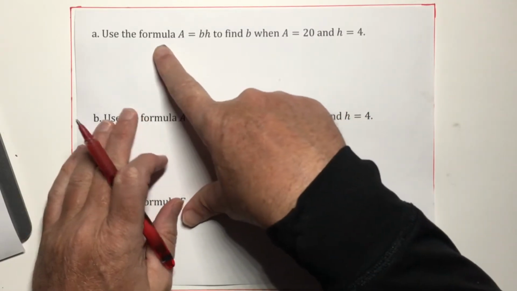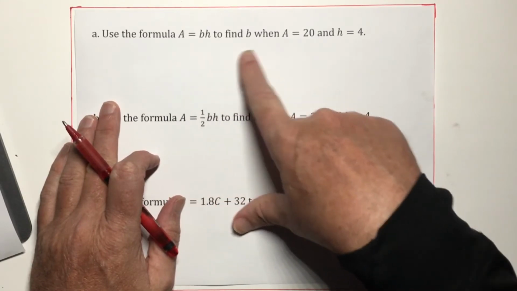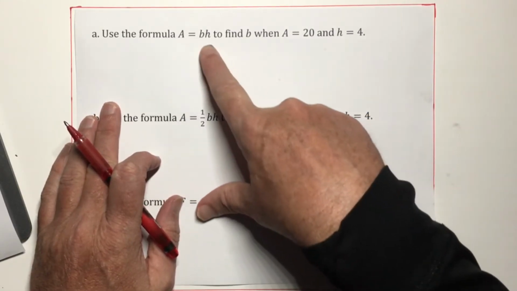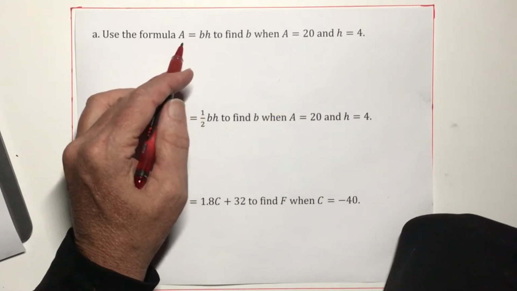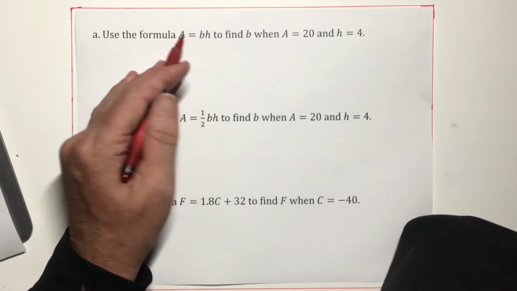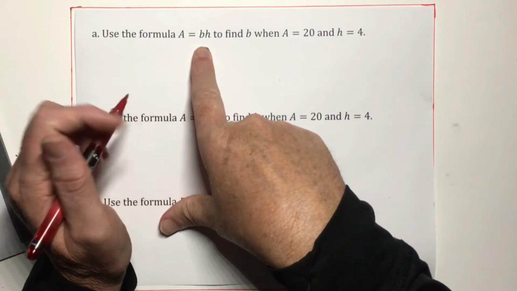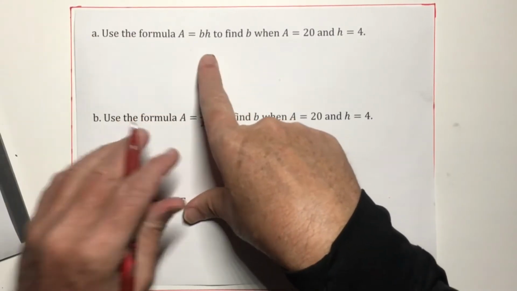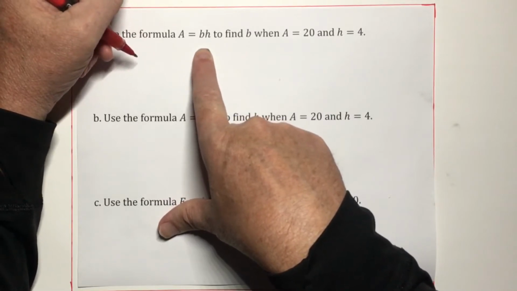So here we're using the formula A equals B times H to find B when A equals 20 and H equals 4. Now you probably recognize this certainly. That is the formula for the area of a parallelogram or a rectangle or a square. Area equals base times height. So we're trying to find B. So the first thing we want to do is just solve this equation for B.